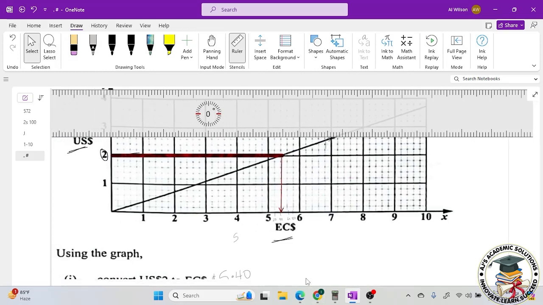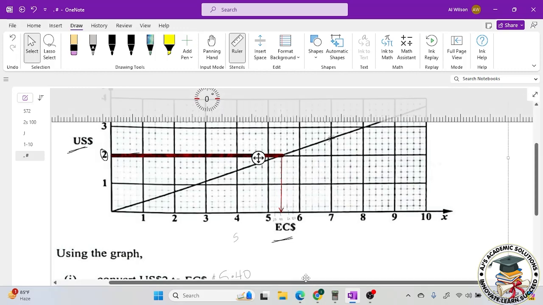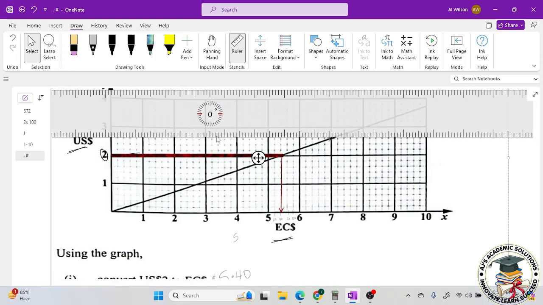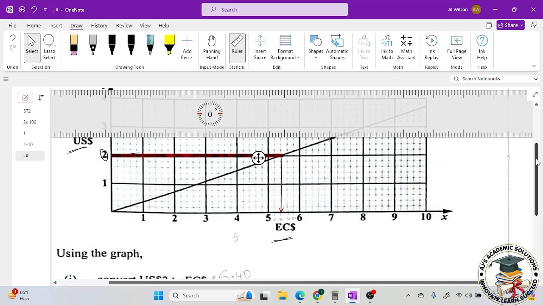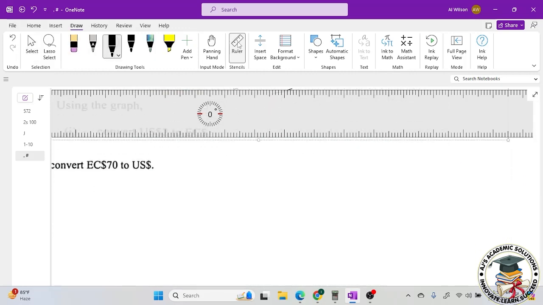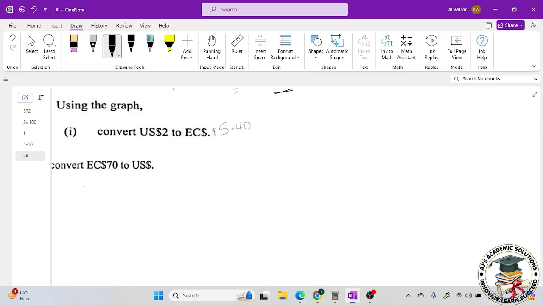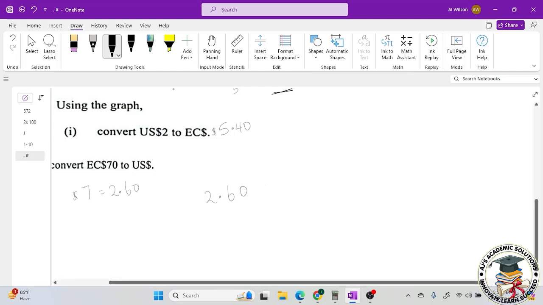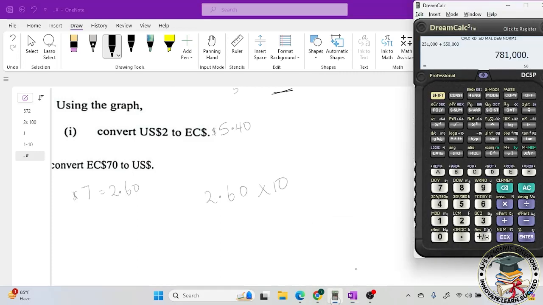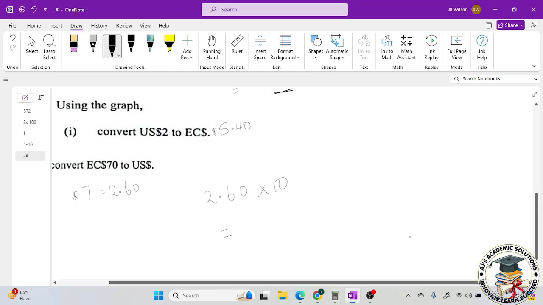So let's just do the count before. So this is 1, 2, 3, 4. Oh, it's similar to what's at the bottom. So we have 220, 240, 260. So $7, take the ruler off. So $7 is equal to $2.60. Therefore, we do $2.60 times 10, which will give us $26. And that there is our answer.